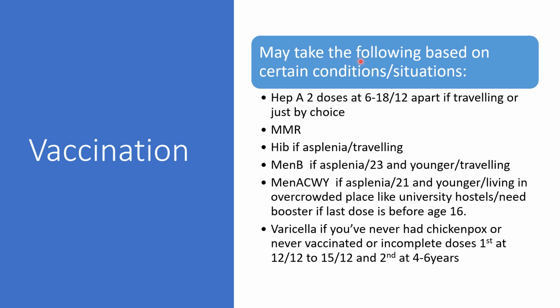Now, you may take the following vaccines based on certain conditions or situations. Hepatitis A, 2 doses at 6 to 18 months apart if you are traveling or it's just by your choice. You can take measles, mumps, rubella if you are young and you've never had it before. Haemophilus influenzae B if you don't have a spleen anymore for many reasons or you're traveling to an endemic zone. Meningococcus B if you are asplenic, 23 and younger, and traveling. ACWY if you are asplenic, you are 21 and younger and living in an overcrowded place like university hostels, or you need a booster if the last dose was before age 16.